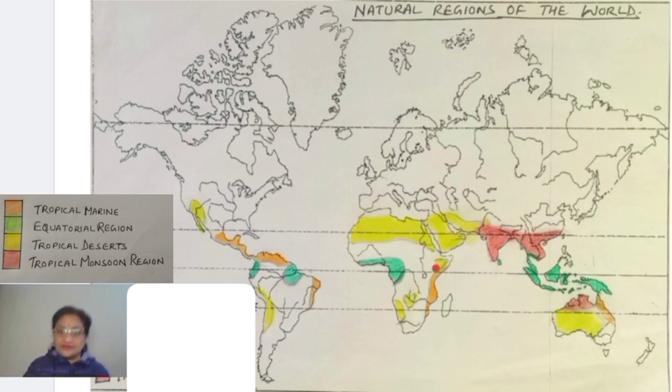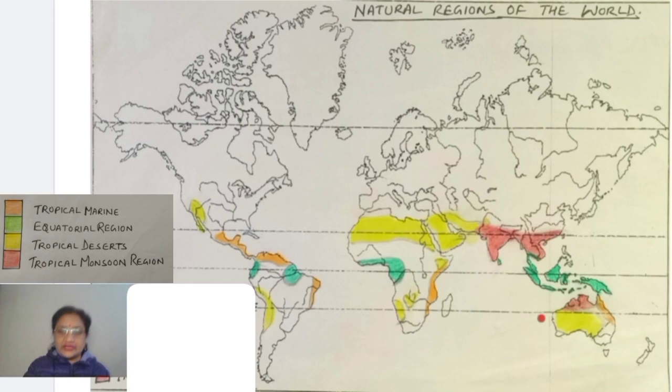Along with this, you will find in small parts the deserts are present in Africa. This is number one. Number two, you can see here, and this is number three. So in small parts, these are present in Africa again.